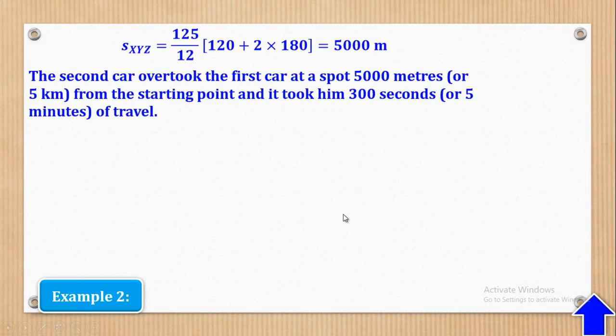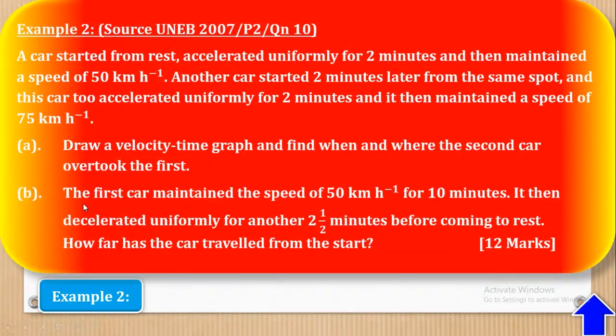So now that we have got that, we can now go to part B. Part B says the first car maintained the speed of 50 kilometers per hour for 10 minutes. It then decelerated uniformly for another 2.5 minutes before coming to rest. How far has the car traveled from the start?